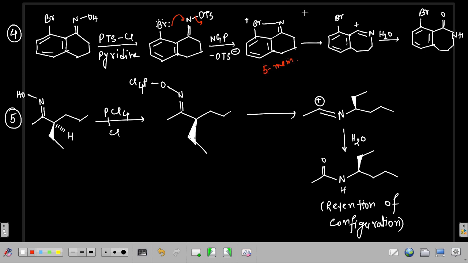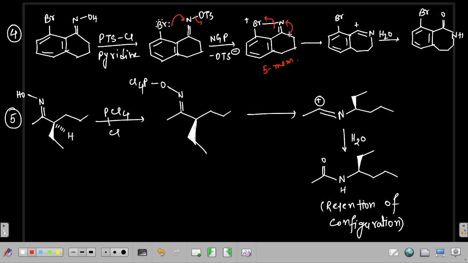Next step, this bond will not shift here. It can't shift here, because if it shifted here, then this bond would not break. So here only this bond will break. So this bond will also break, because if this bond breaks, this bond will not break.